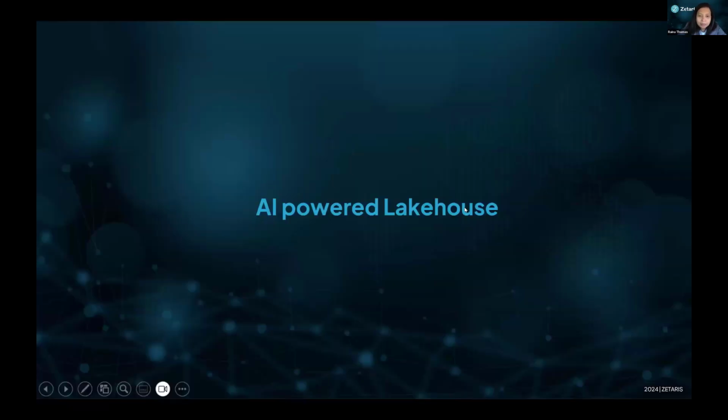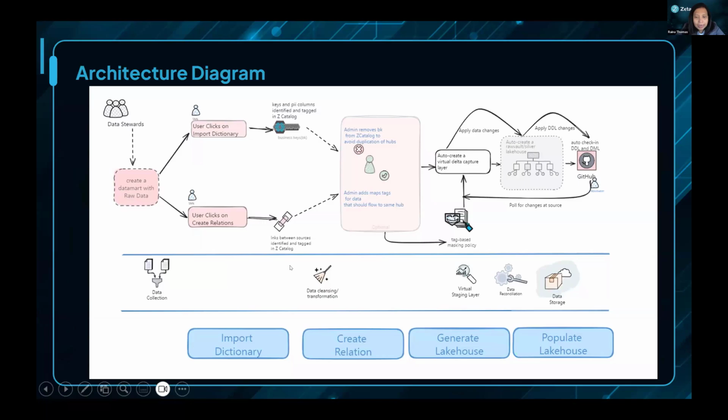Conceptually, what's happening behind the scenes for our AI-powered lakehouse is this. So we've got data stewards who are trying to create a data mart with raw data. Data stewards know what the data is that should make up your raw layer. So it's not a raw vault. It's what is your raw layer? What's your input? So they create a virtual data mart with all raw data.